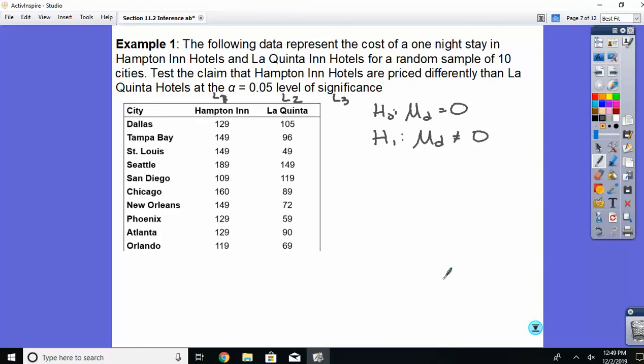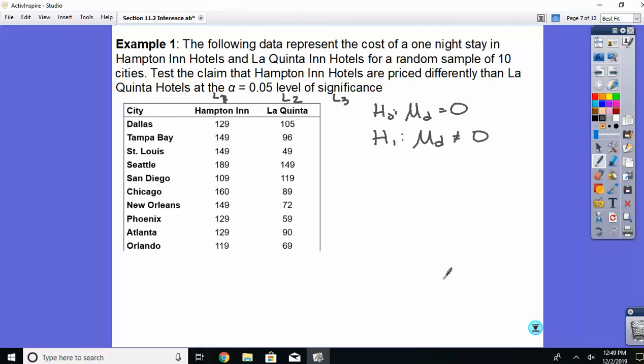So if you hit second and the number 1 button, you see there's an L1 above that. And then you do your minus, and then second, the number 2 button is an L2. So you have L1 minus L2, hit enter, and it creates our list 3 for us, the difference between all those. So we don't have to bother subtracting it. It'll do it for you.